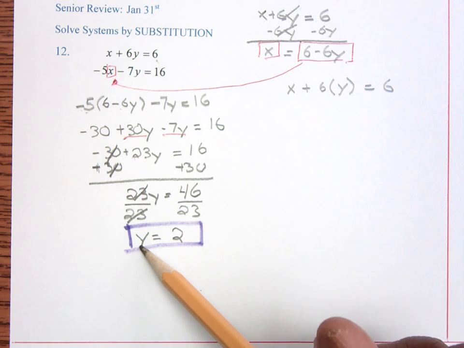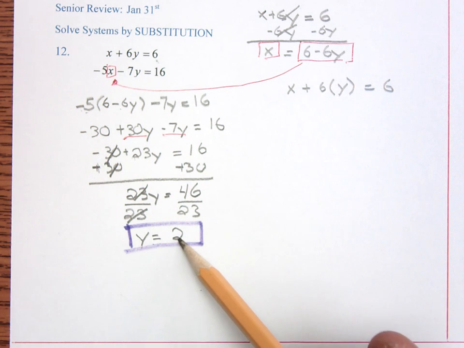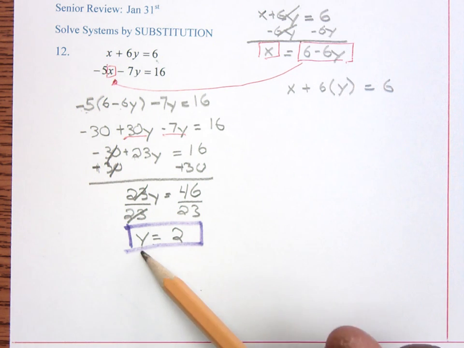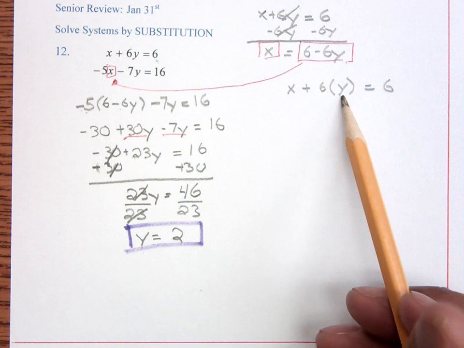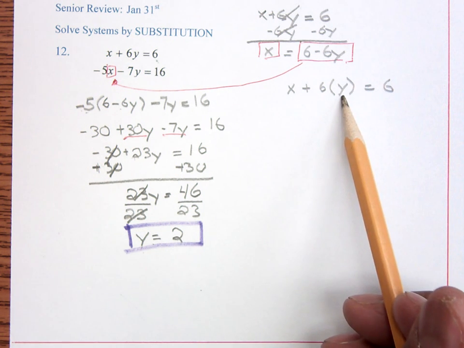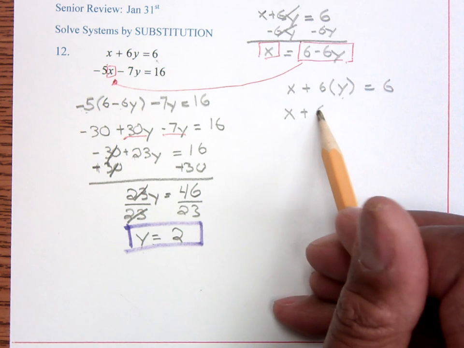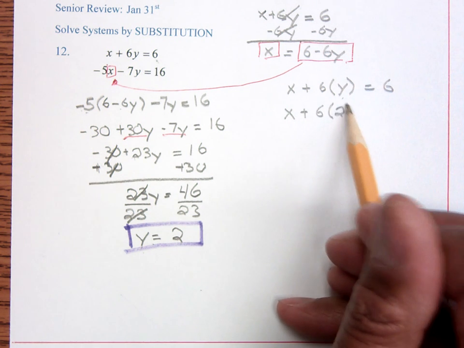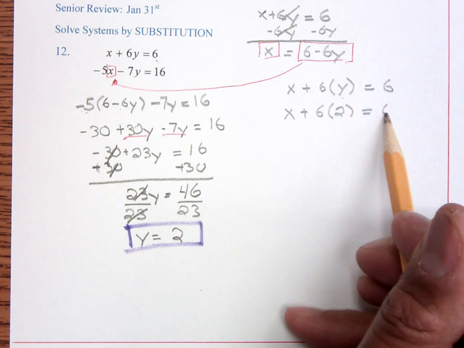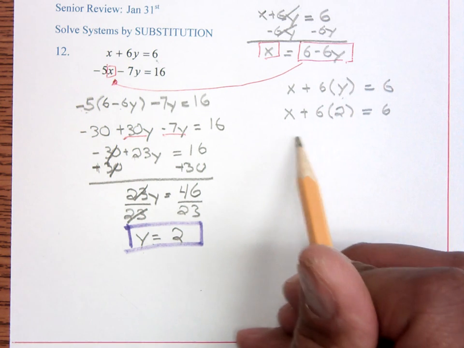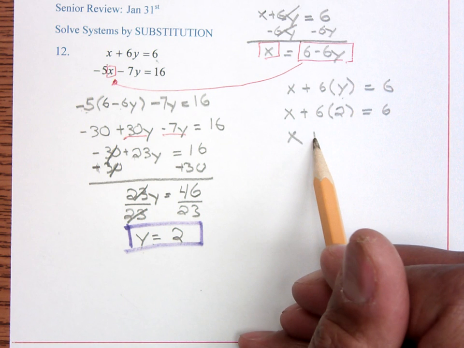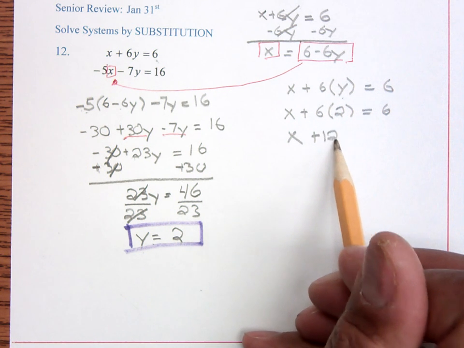Whenever I see y, this part of our answer says that y is the same thing as 2. And that means whenever I see a y, I can replace it with 2. Well, there's a y. I'm going to replace it with a 2. So that'll become x plus 6 times 2 is equal to 6. We can simplify 6 times 2, that's 12. So x plus 12 is equal to 6.